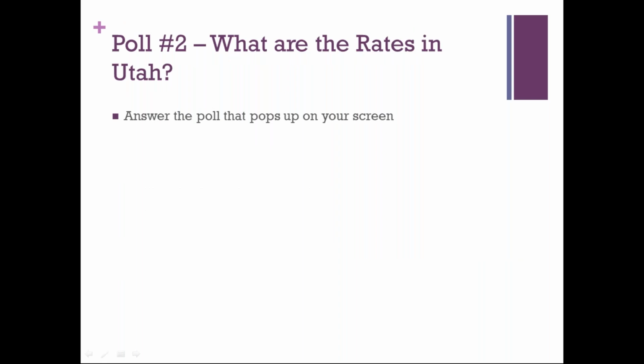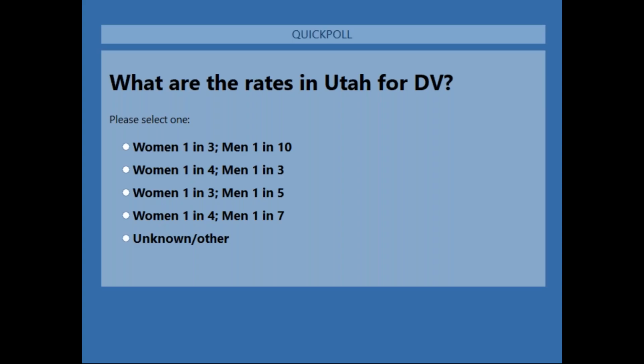All right, so now let's see if you can guess this. Let's see if you know what the rates are in Utah for domestic violence. A poll should pop up on your screen, and as soon as it is on your screen, just click the answer that you feel is the right one. Is it 1 in 3 women and 1 in 10 men? 1 in 4 women and 1 in 3 men? 1 in 3 women and 1 in 5 men? Or 1 in 4 women and 1 in 7 men? Or we just don't know, and that's a valid answer too, right? Maybe not all of us keep up on statistics as much as I do.